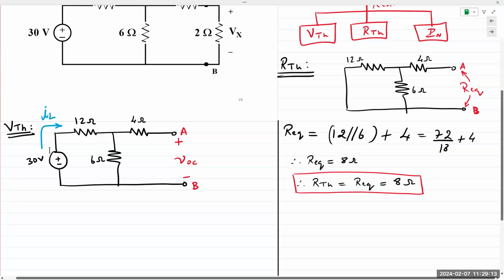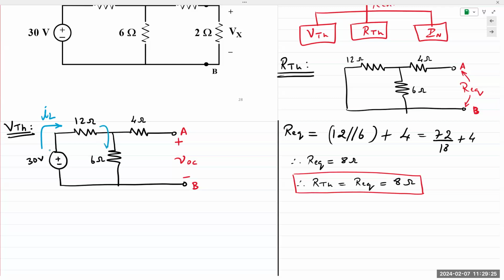Normally, I would say it splits, but current needs a pathway to flow through. The 4 ohm resistor is not connected to anything, so all of that current is going to flow down the 6 ohm resistor. No current flows through the 4 ohm resistor.